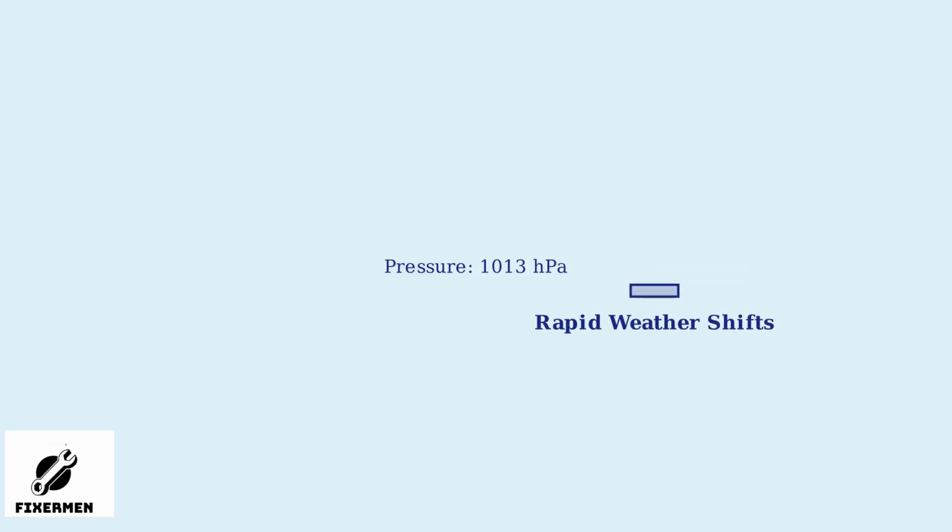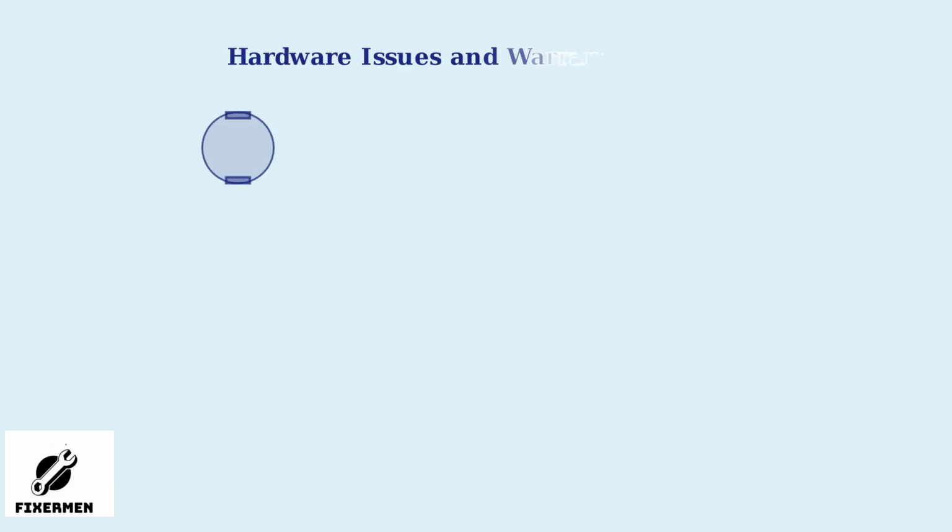Be aware that rapid weather shifts can temporarily affect accuracy. The watch needs time to adjust. When software fixes don't resolve altimeter problems, the issue may be hardware-related. Let's examine the key hardware concerns and how to address them.